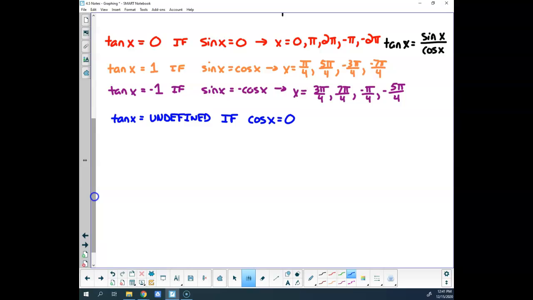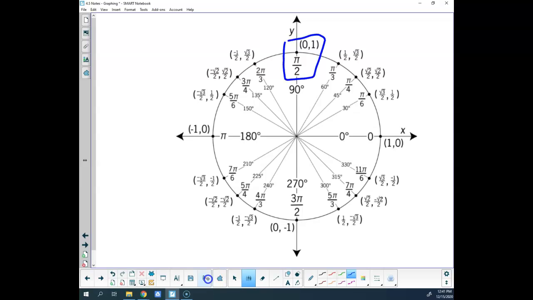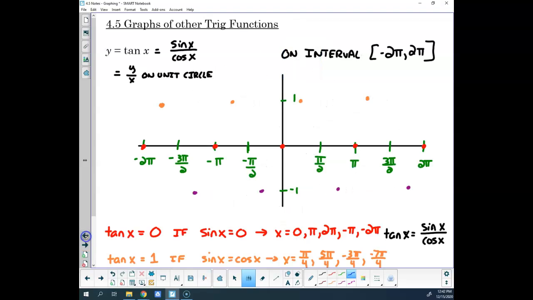Denominator is equal to 0. Okay? Where on the unit circle is cosine equal to 0? Pi over 2. Pi over 2 are the positive. The negative pi over 2 would be the bottom, and negative 3 pi over 2 would be the top.